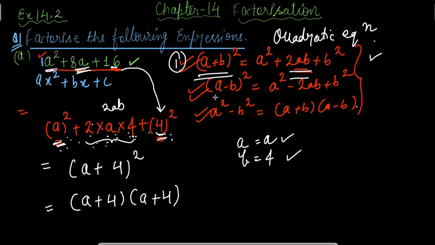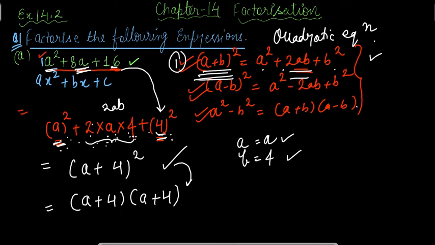Now you are getting your expression in the form of a square plus 2ab plus b square, which you can write as a plus b whole square. So I have converted it as this and then expanded it in two brackets. It means the factors of a square plus 8a plus 16 are a plus 4 into a plus 4.